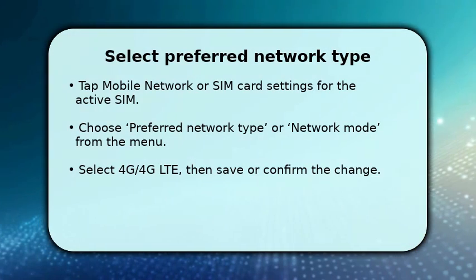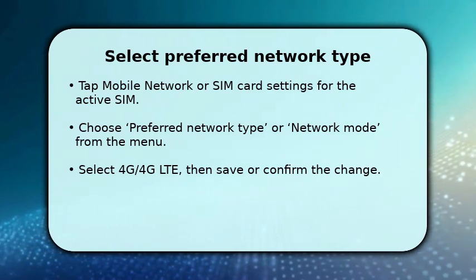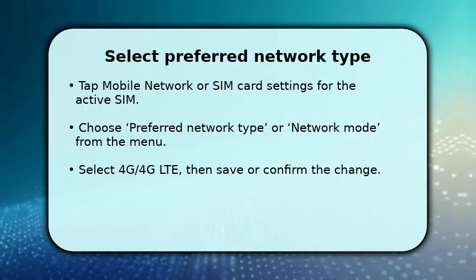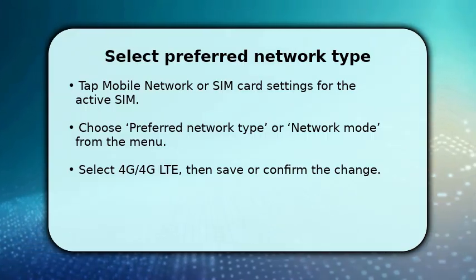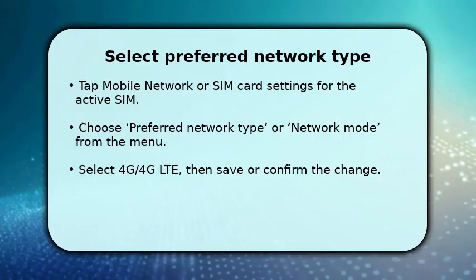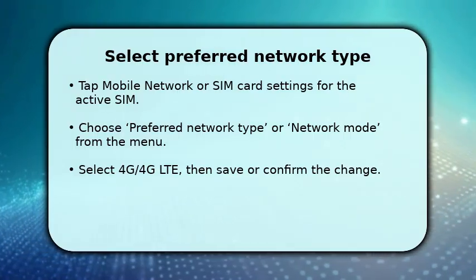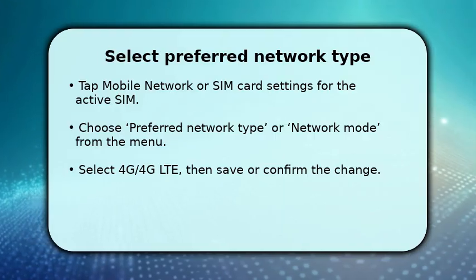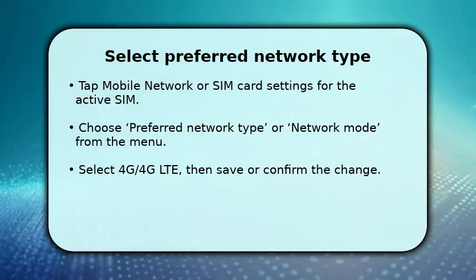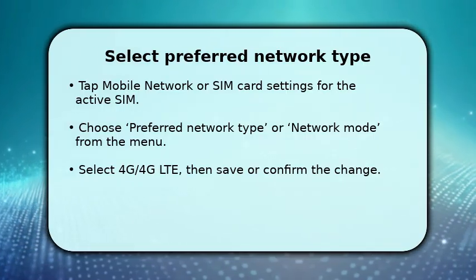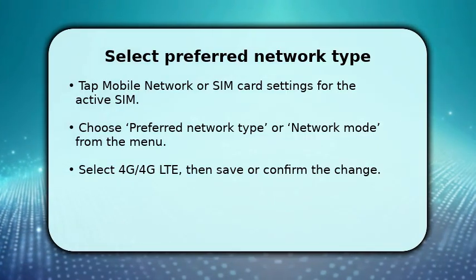You'll now choose the network mode. Once inside Mobile Network settings, tap the entry labeled Preferred Network Type or Network Mode. You may see options like 2G, 3G/2G, 4G/3G/2G, or LTE. Pick 4G or 4G LTE to prioritize faster data and better call quality on VoLTE LTE-capable networks. If there's a Save or Apply button, press it. Otherwise, the phone sets it automatically.